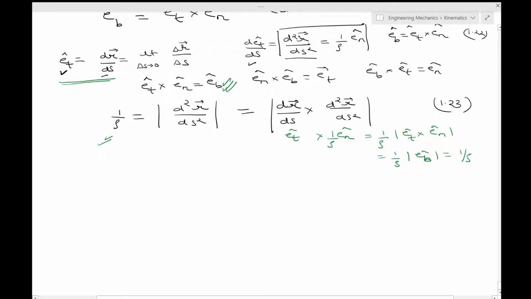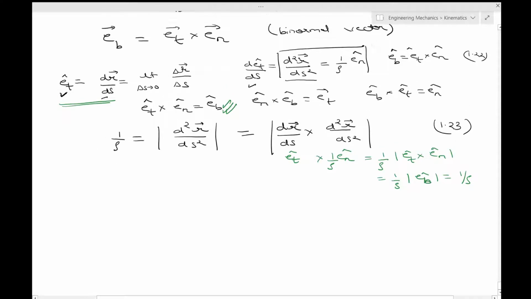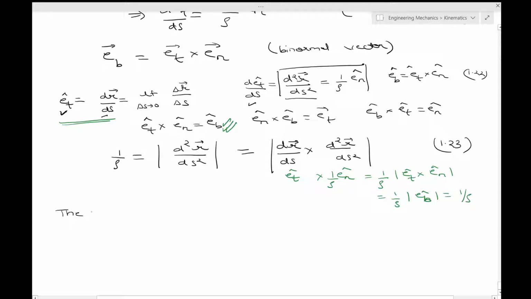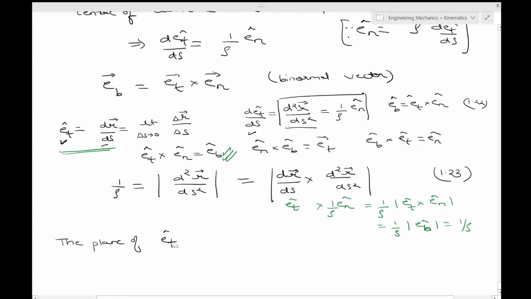So another definition being thrown on your way: the plane of et and en at P is called the oscillating plane.